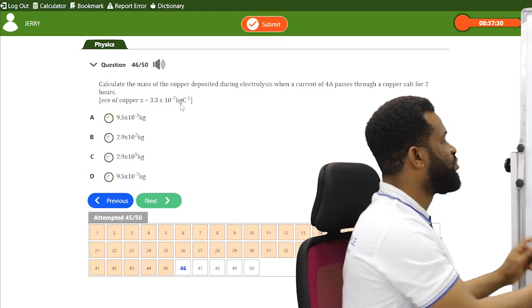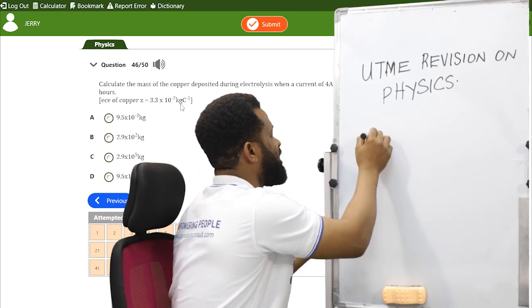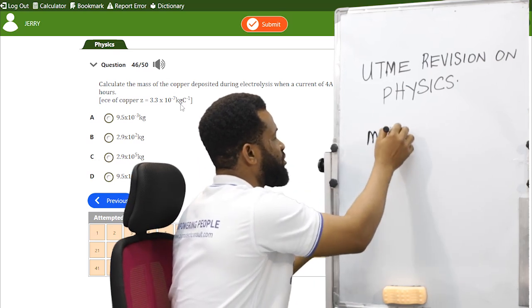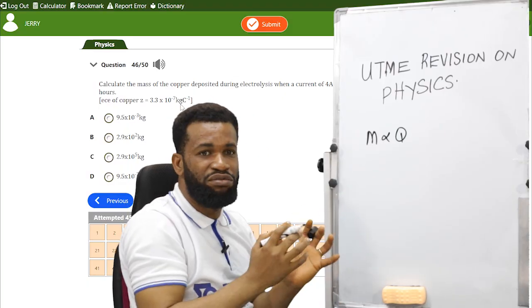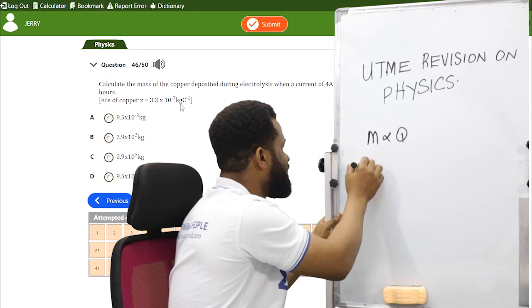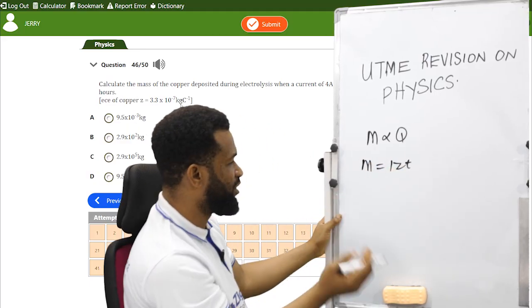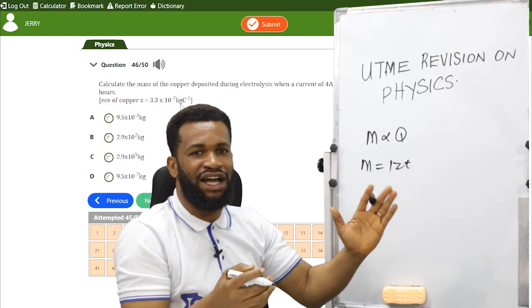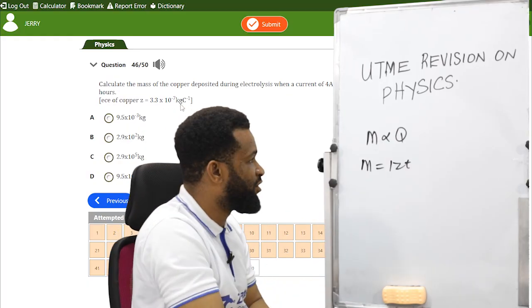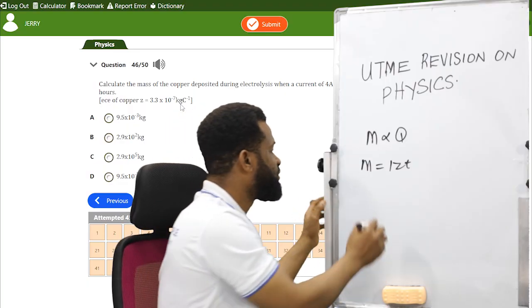This question has to do with Faraday's law of electrolysis, the first one, which says that the mass deposited is directly proportional to the quantity of electricity which passed within that range of time. And it is given as M is equal to IZT. It's just I, Z, T multiplied together. So I represents the current, which is 4.